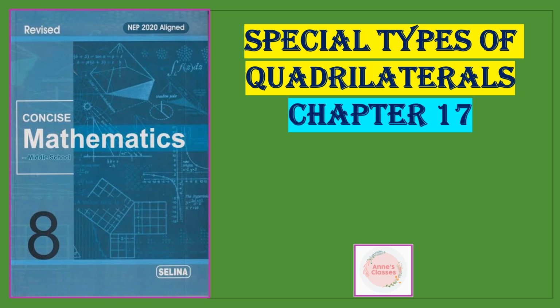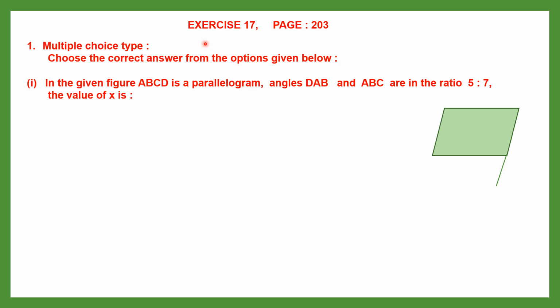Let's do special types of quadrilaterals, chapter 17. Exercise 17 is on page number 203 and we have the first question, which is the multiple choice type. I hope children you have gone through the concepts of quadrilaterals, which is there in the beginning of this exercise. I hope you've gone through everything and have understood the various theorems.